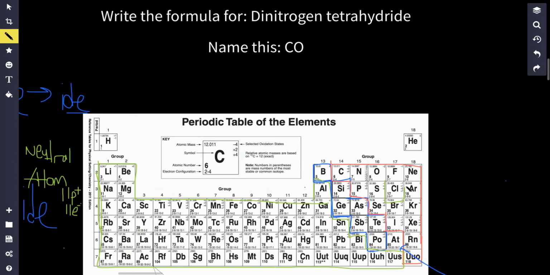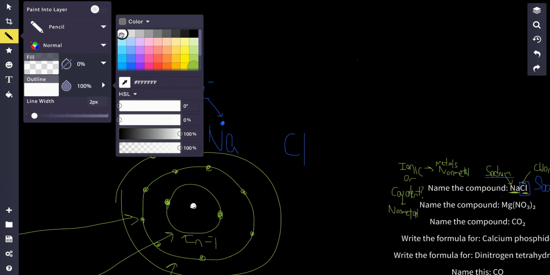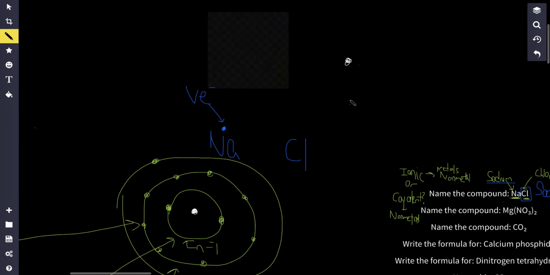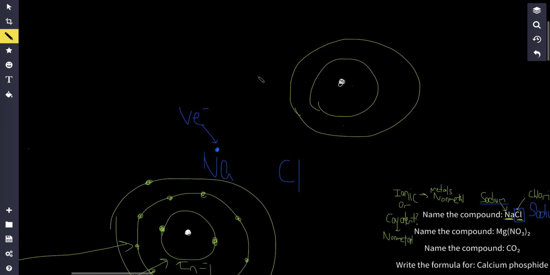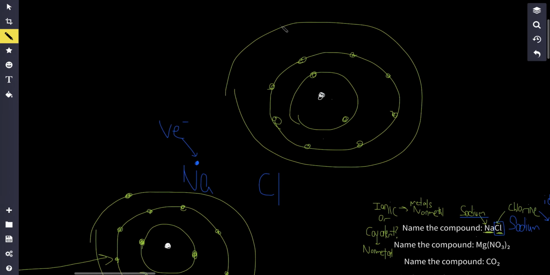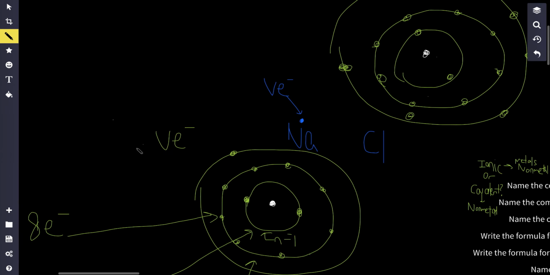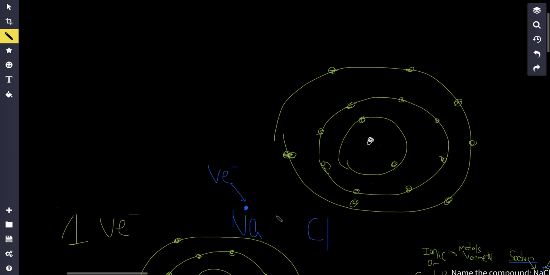Now, if you're taking a look at Cl right over here, Cl has 17 electrons. If I were to draw Cl, it's going to look something like this. I have the nucleus in the middle, and 2 electrons in the first shell, 8 electrons in the second shell. That's 10 electrons in total, and it has 17 electrons, so there's going to be 7 electrons in the third shell. Notice how Na has 1 valence electron, and chlorine has 7 valence electrons.